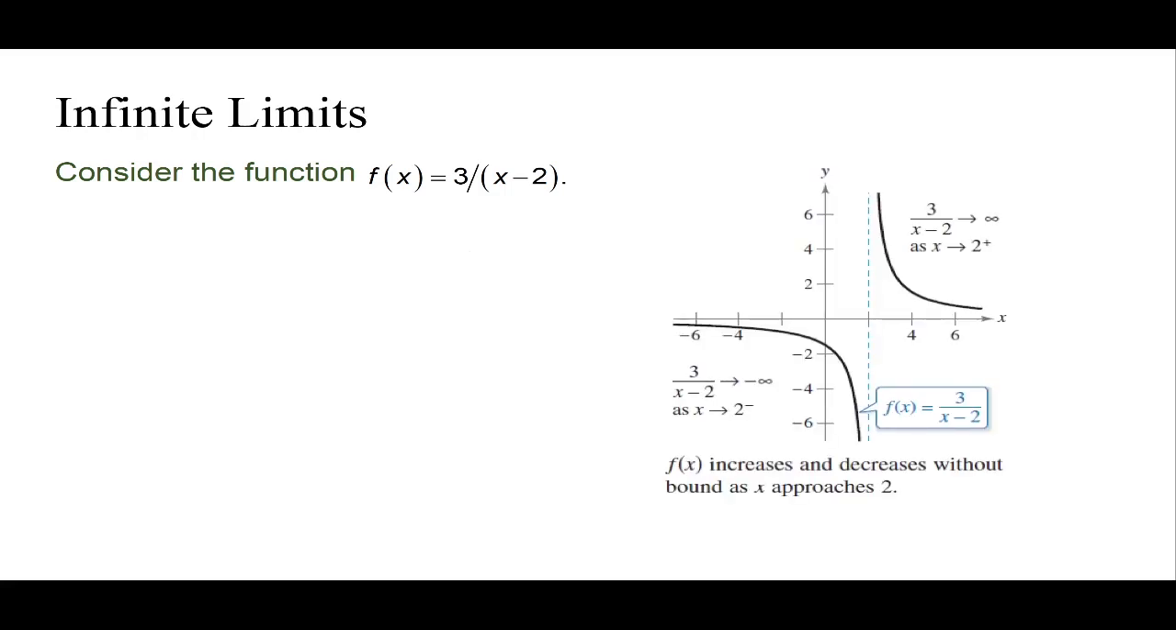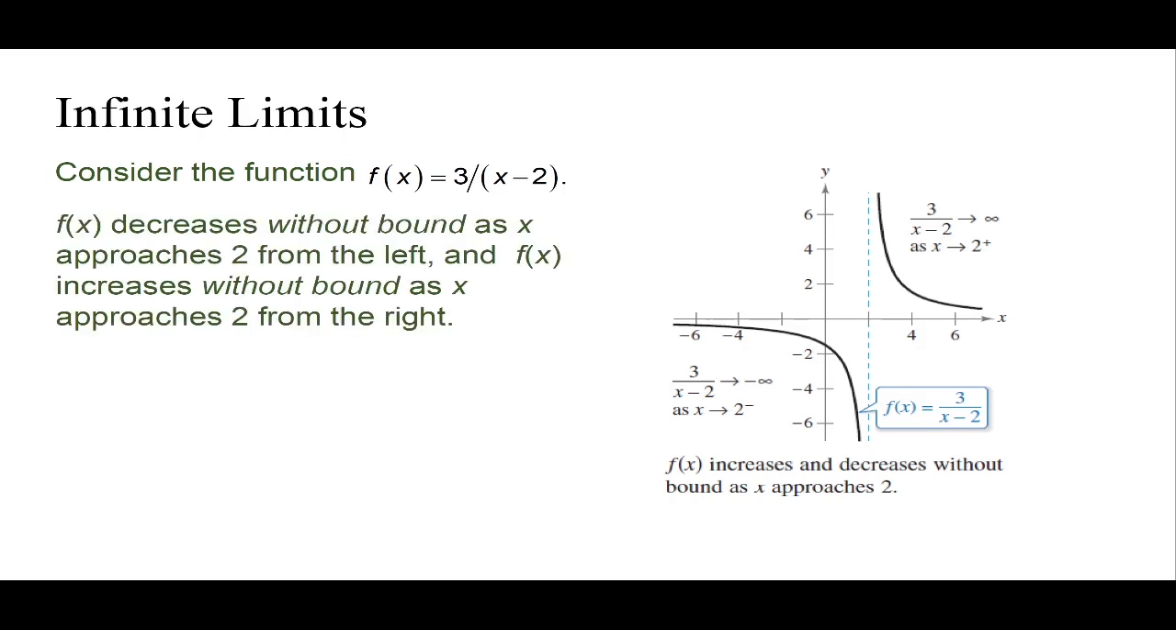So one more time, this is the graph. f of x increases and decreases without bound when x approaches 2. From the right side, it approaches infinity, and from the left side, it approaches negative infinity. So this is the concept. This is the notation we use for infinite limits. If the function increases or decreases without bound as x approaches 2, or maybe any value, from the left side and from the right side, that's called an infinite limit.